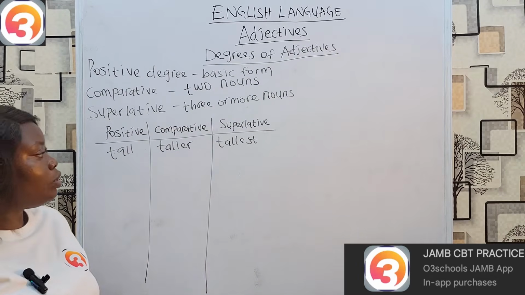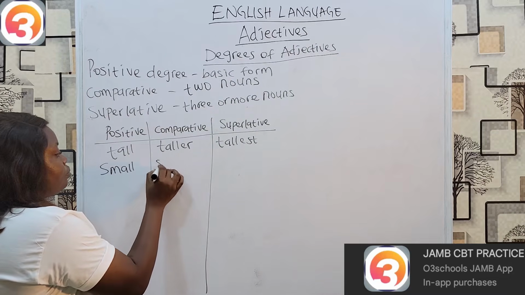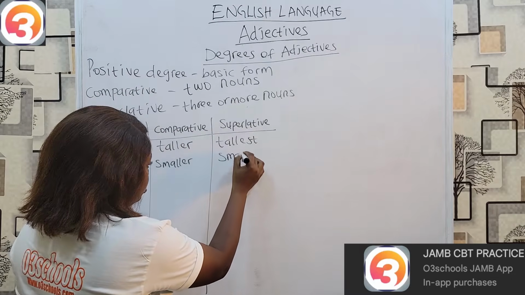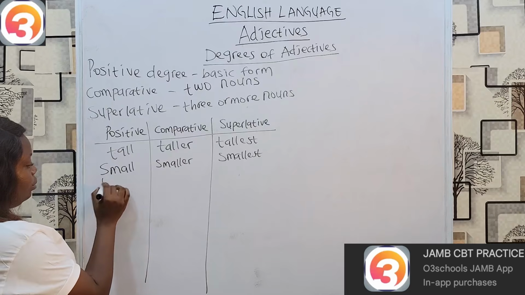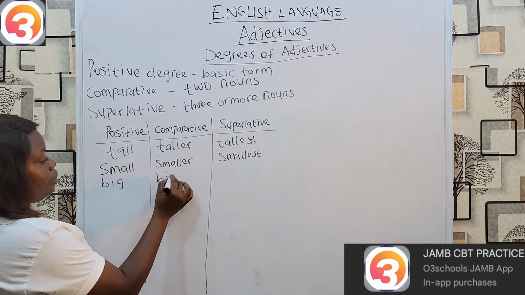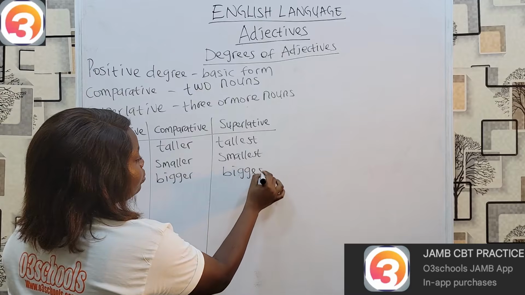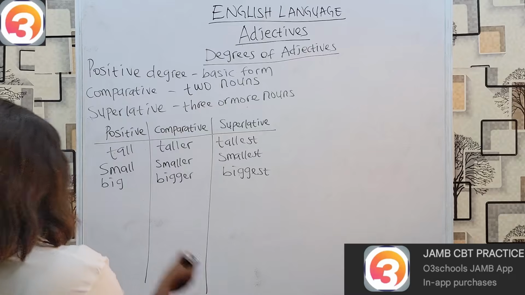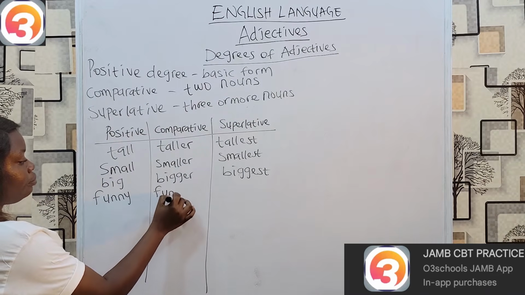Common adjectives. This is how we get the comparative and the superlative. So we have tall, taller, tallest, small, smaller, smallest, big, bigger, biggest. For common adjectives: funny, funnier, funniest.